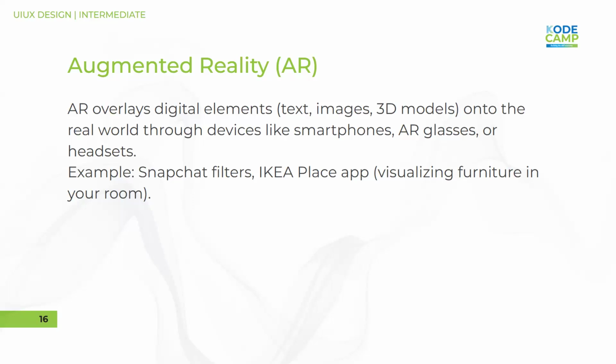An example is Snapchat filters. Most of us here use Snapchat. Then we also have the IKEA Place app. What IKEA does is it helps you visualize how furniture is going to be placed in your room.